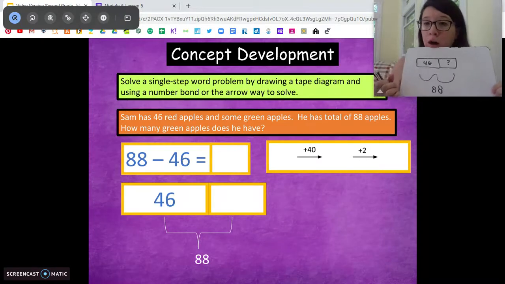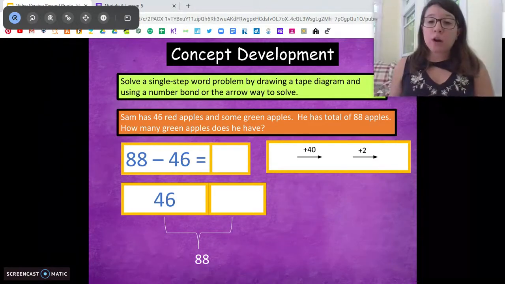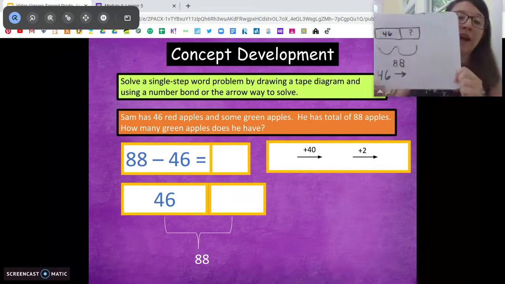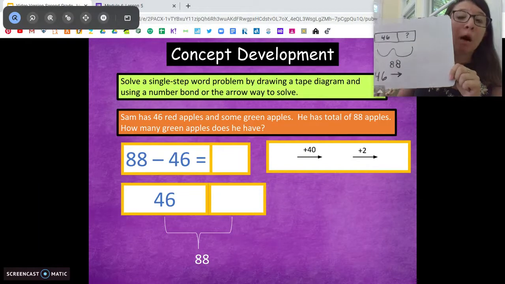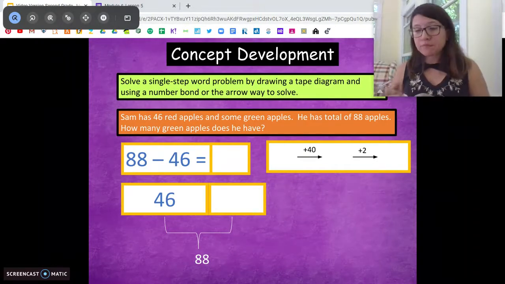I want you to pause and solve this the arrow way. You are going to start at 46, and you're going to jump using the arrow way to 88. Pause and solve that now, and then we'll go over it.